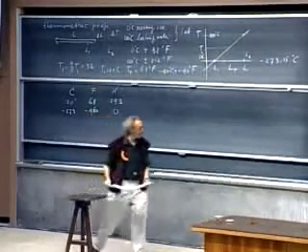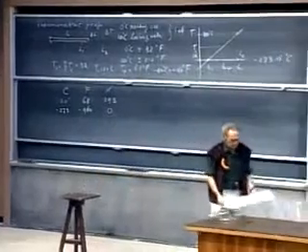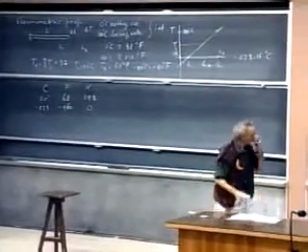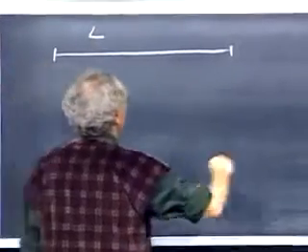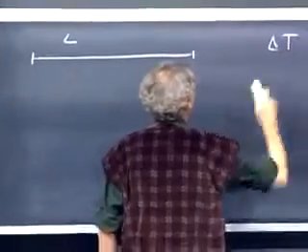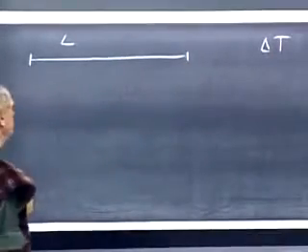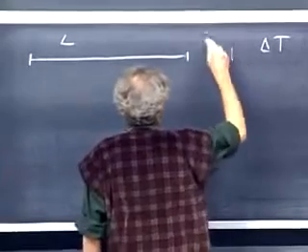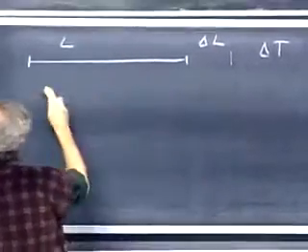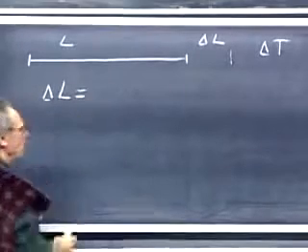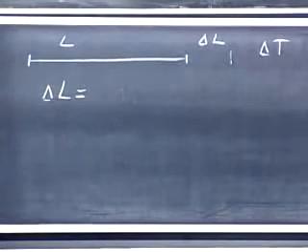Most substances expand when you heat them. And if we start with an object which has length L, and I heat it up delta T degrees, it gets longer by an amount delta L. And that delta L can be expressed in a very simple way.